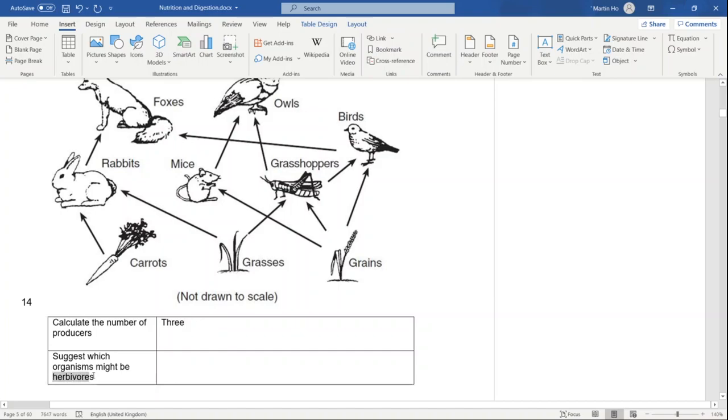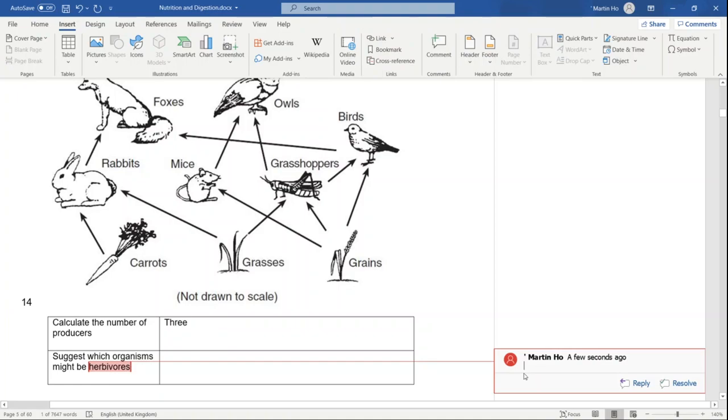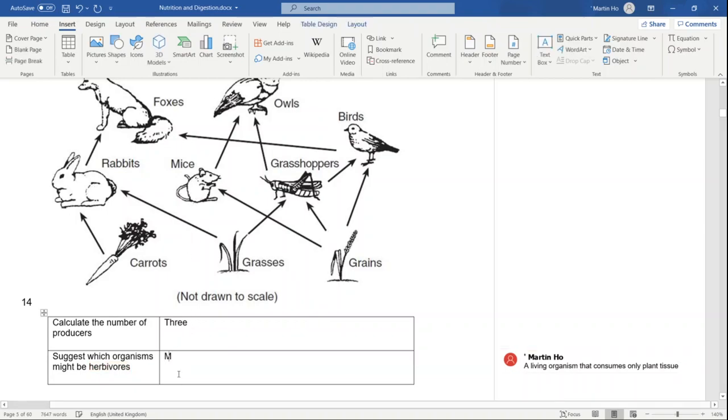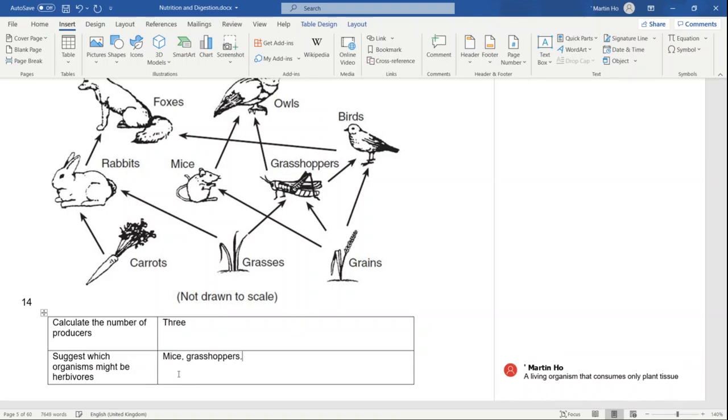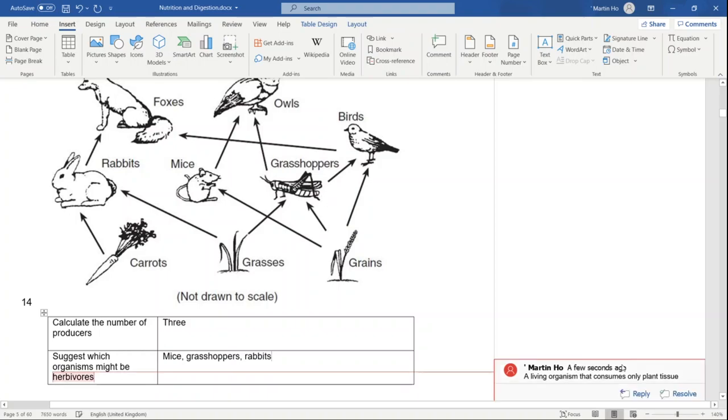Suggest which organisms might be herbivores. A herbivore is a living organism that consumes only plant tissue. So they only eat plants. We have grasshoppers, mice, and rabbits as our herbivores. It's important that we see that birds are not herbivores because they do eat grasshoppers, meaning that they don't eat only plant tissue.